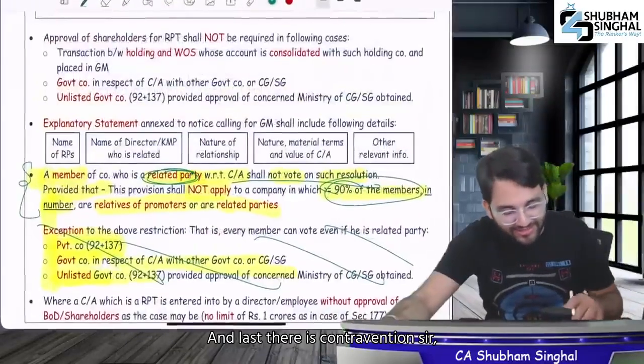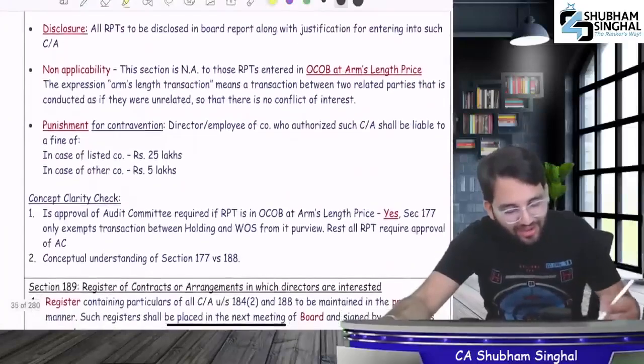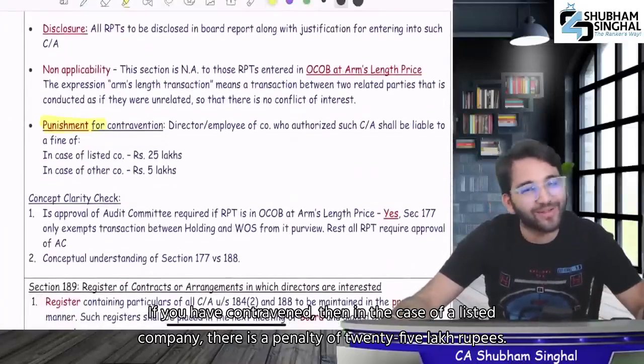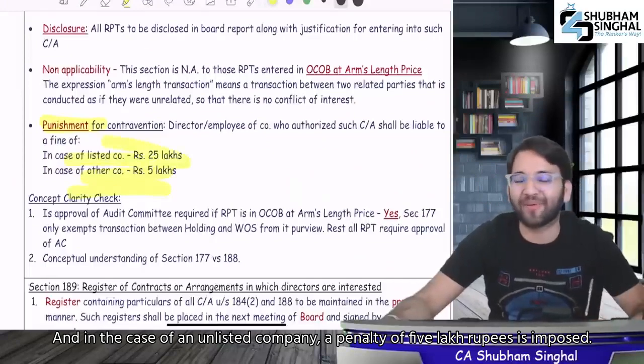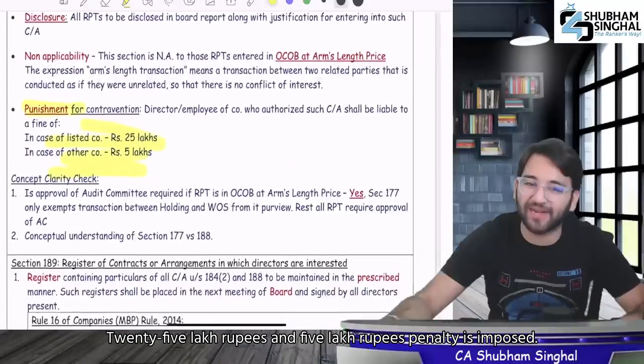And at last, there's contravention. What's written about contravention? If you have contravened, then in the case of a listed company, it was 25 lakhs, and in the case of an unlisted company, a 5 lakhs penalty is imposed. 25 and 5 lakhs penalty is imposed.